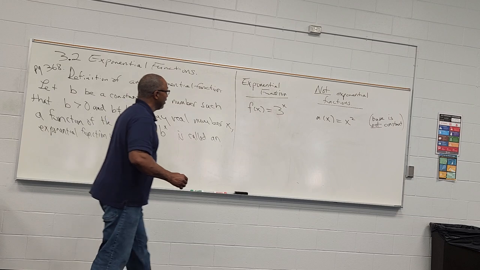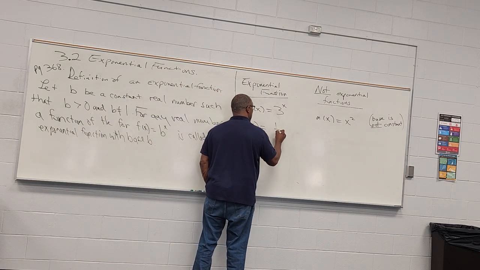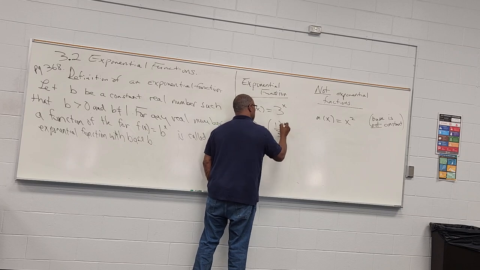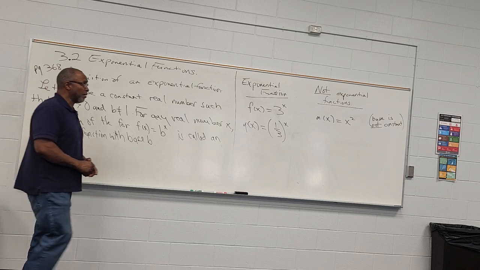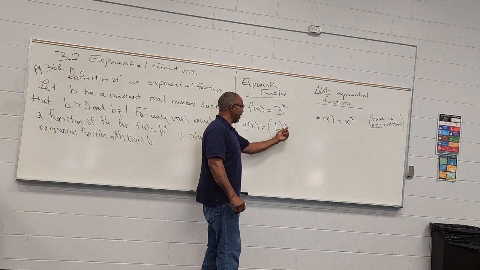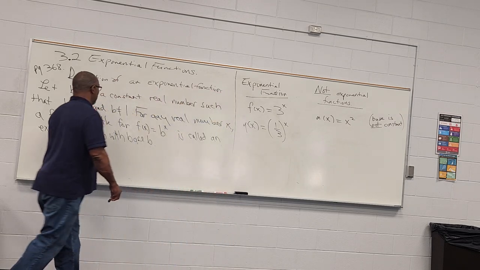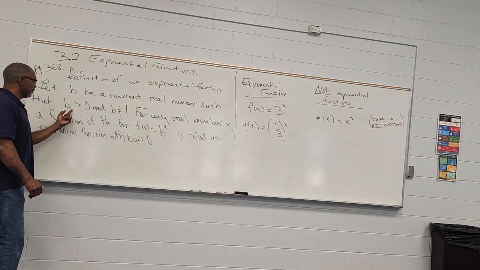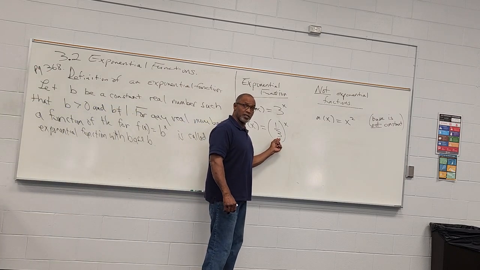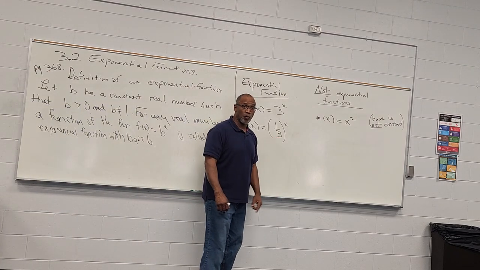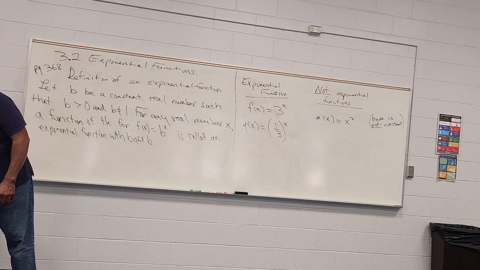Second example of an exponential function, g of x equals 1/3 to the x. That's an exponential function. My base, b to the x, the base is 1/3. That's perfectly fine. The base is a constant real number that's positive, and it can't be 1. Well, 1/3 is a constant, and it's positive, and it's not 1. So that is an exponential function.